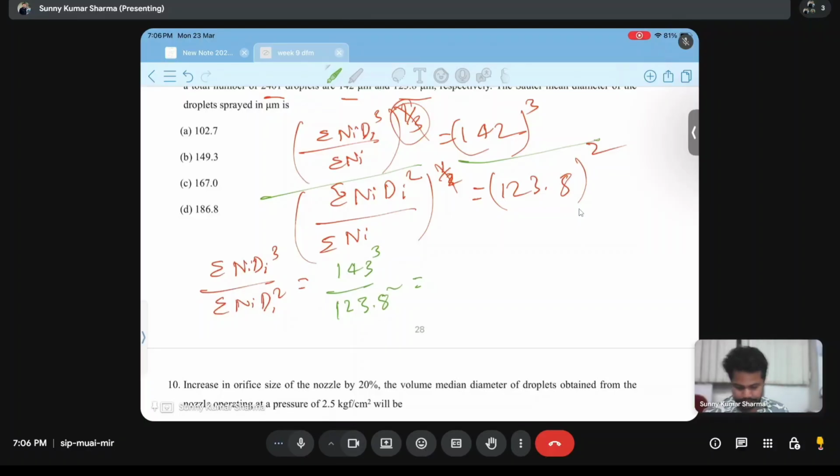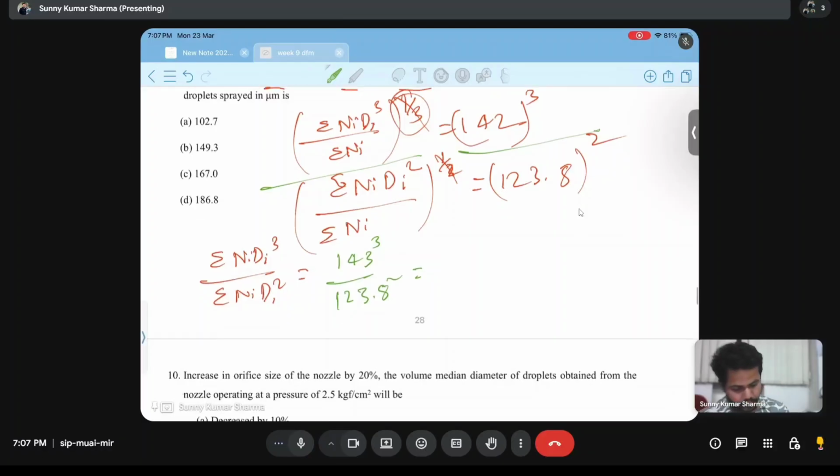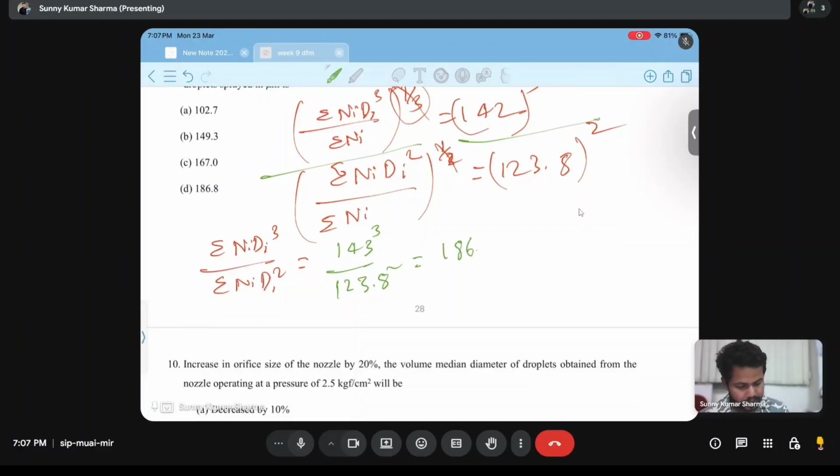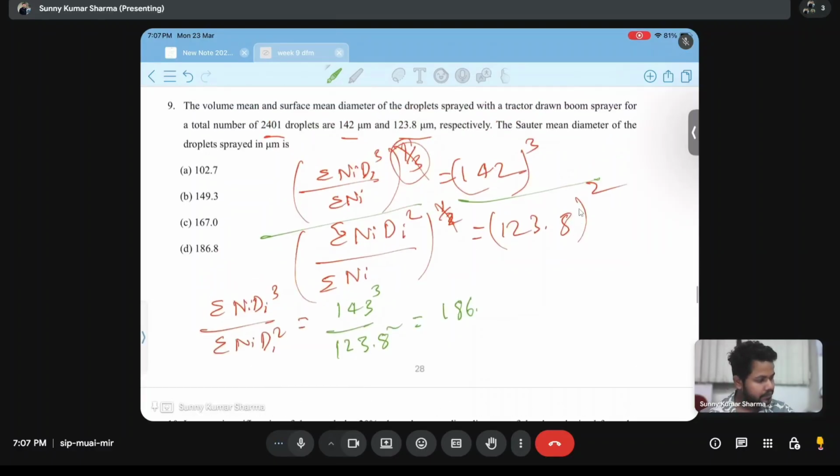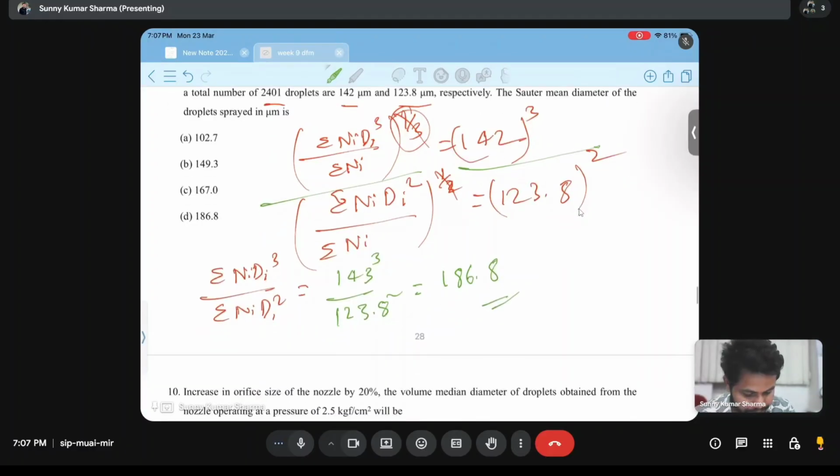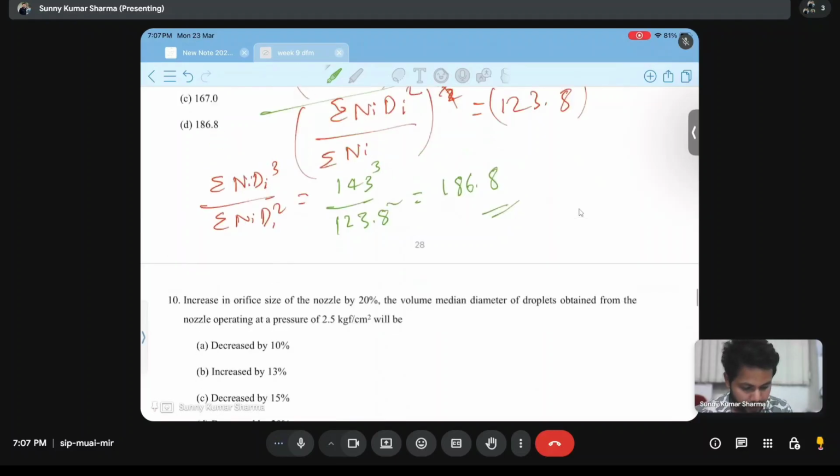Got the value? 186.8. Okay, so this one is also solved. The answer will be option D.